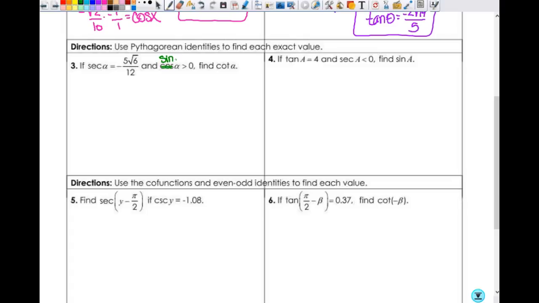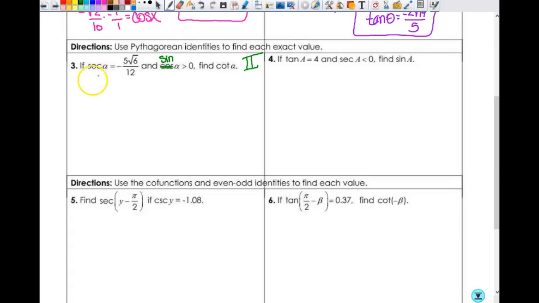Okay. So secant is negative, that means my cosine is negative, sine is positive, which means this has to be in quadrant 2, and this matters for the end answer here. And I'm going to use my Pythagorean identities. So I'm looking for cotangent. I can use the secant squared Pythagorean identity, and get tangent, and then from there I can get my cotangent.